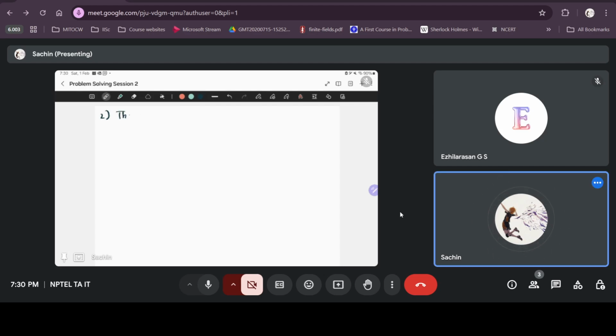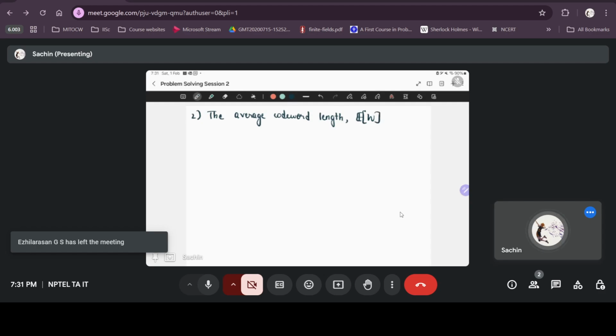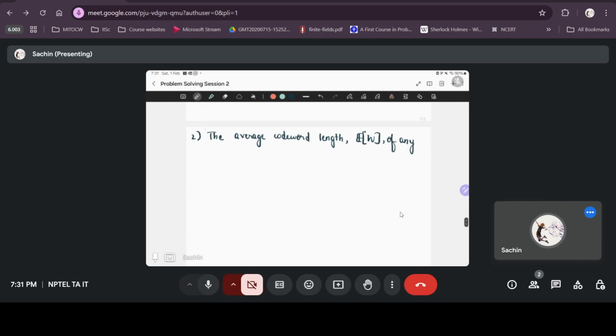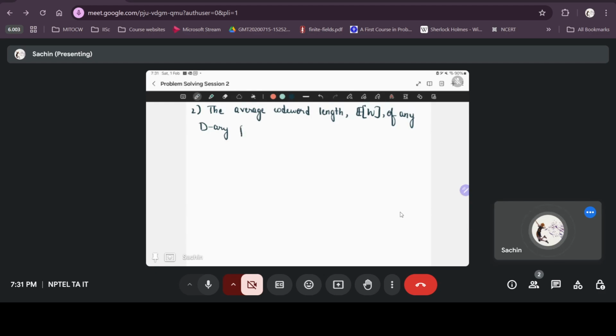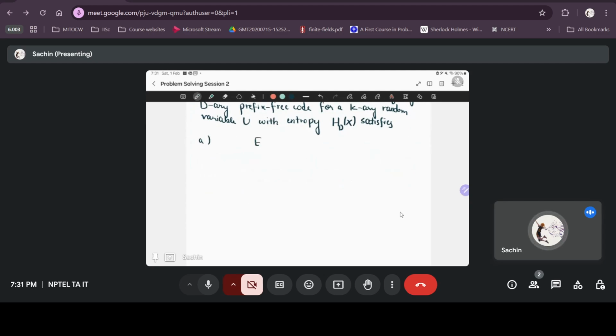Next, we'll move on to question number 2. The average code word length, expected value of W, of any D-ary prefix-free code for a random variable U with entropy H(X) with the base D satisfies which of the following options?